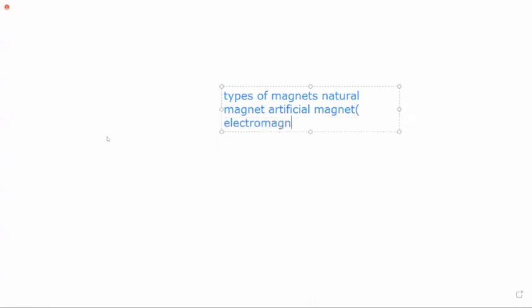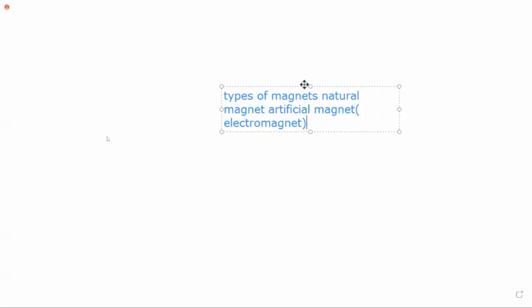Electromagnet. This magnet is due to passing current in the coil. There are two types of magnets: natural magnet and artificial magnet. Artificial magnet is called an electromagnet, a magnet due to current electricity. The material becomes a magnet when current is passing through the conductor which is wound on that material. Then it becomes a magnet. That magnet is called an electromagnet or artificial magnet, which is due to electricity.